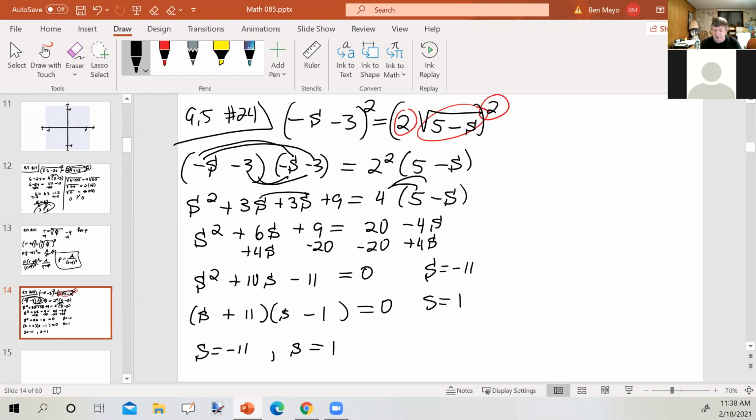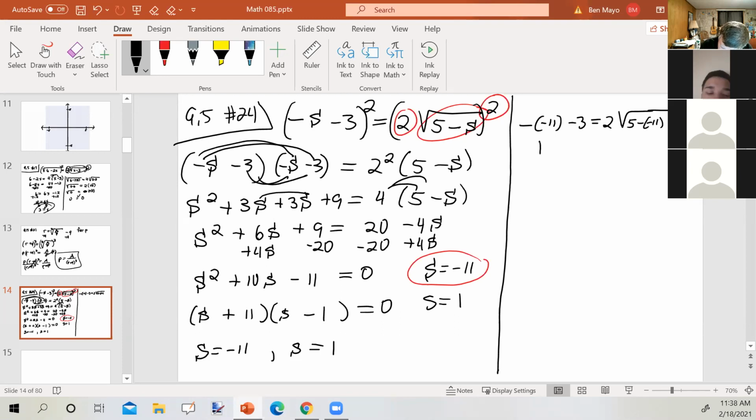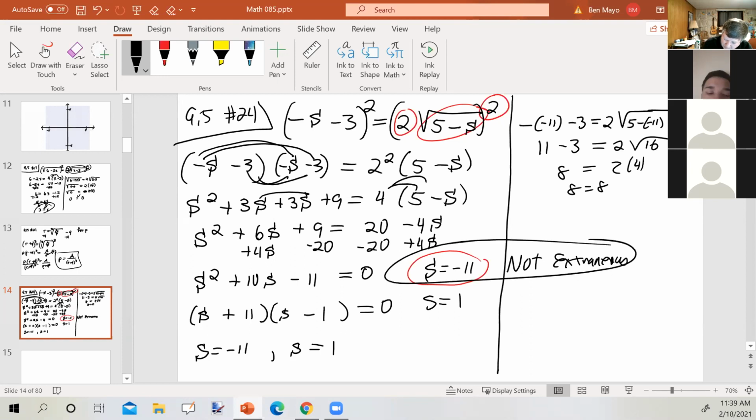But then we're supposed to go back and see if they work or not. Okay, so let's start off with the negative 11. If s is negative 11, we get, let's see here, negative times negative 11 minus 3 equals 2 times the square root of 5 minus negative 11. Can you see that, or am I off the screen there? Looks good. Yeah, we can see it. Okay, so this is 11 minus 3, or 8, equals 2 times the square root of 16, 2 times 4, 8 equals 8. So this one is not extraneous, meaning it works, okay?